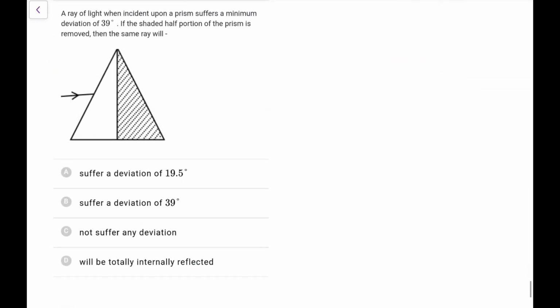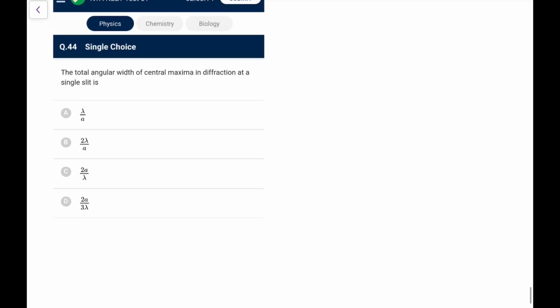Next one, a ray of light incident upon a prism suffers a minimum deviation of 39. If its silvered half portion of the prism is removed, then the same ray will, now this would be a good one. For minimum deviation, the ray passes symmetrically. Let's say this is parallel to this one. If I remove this, deviation occurs only at one surface. Earlier the deviation was occurring at both surfaces, and in the symmetric case both parts were doing equal deviations. So here the deviation will only be 19.5 degrees. Very well thought out question, very good question. I just like that question, very well asked by the NTA.